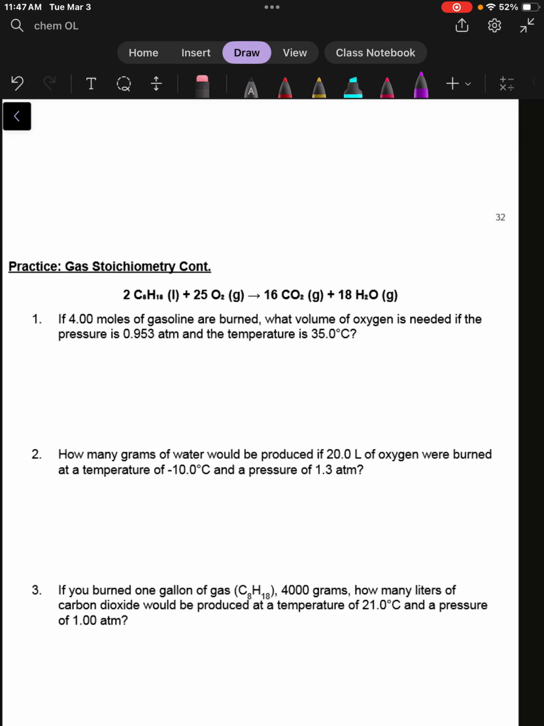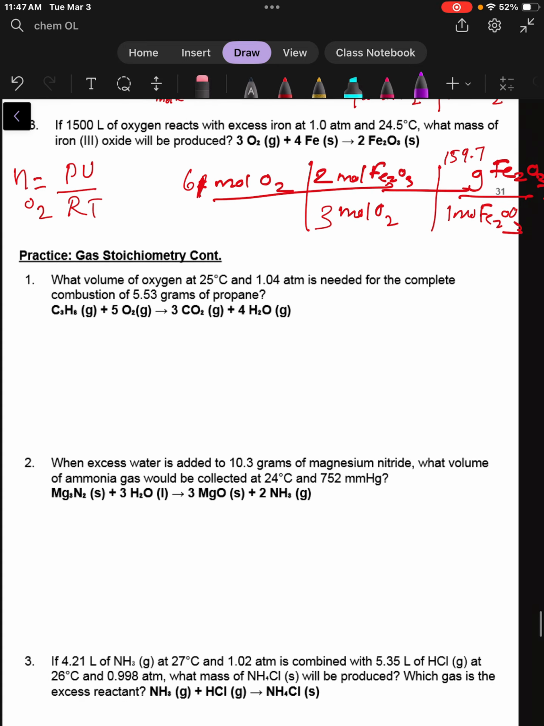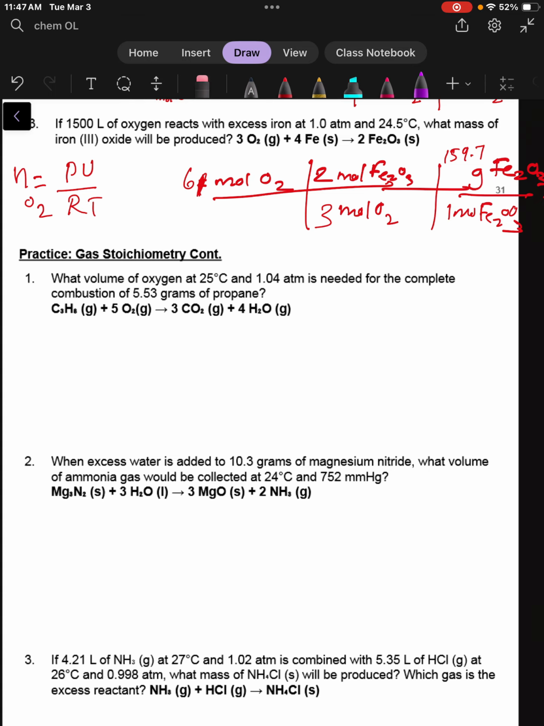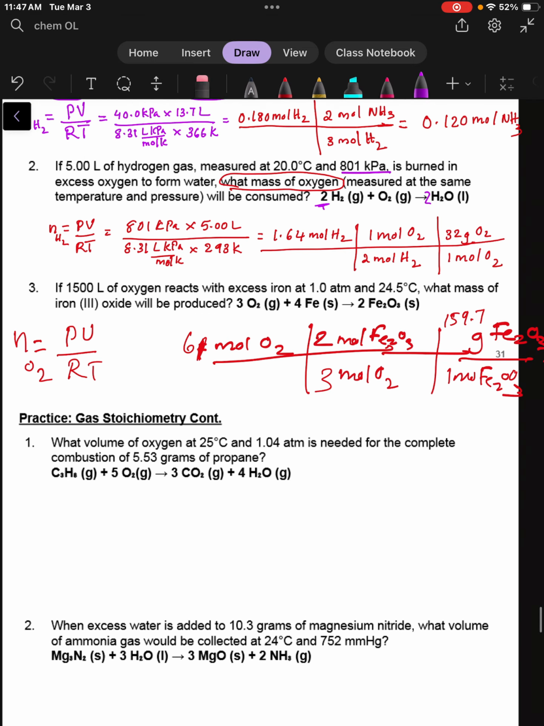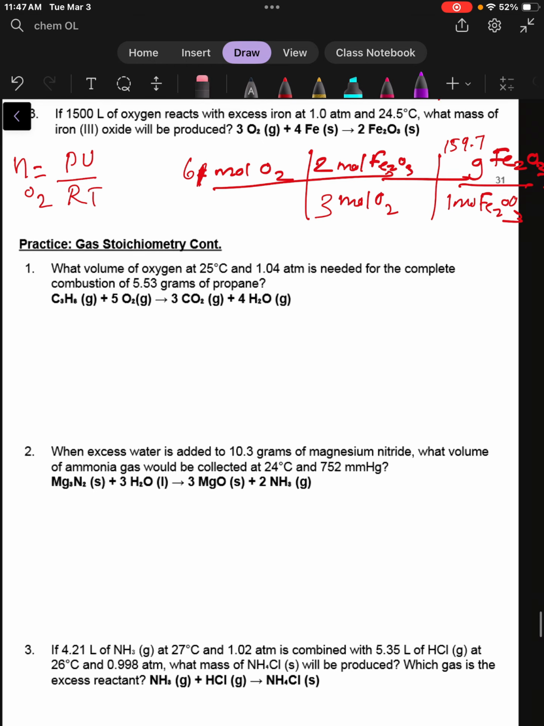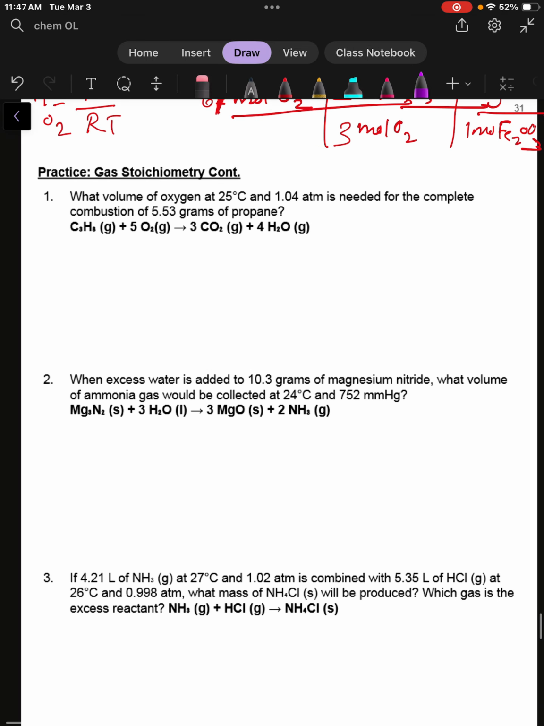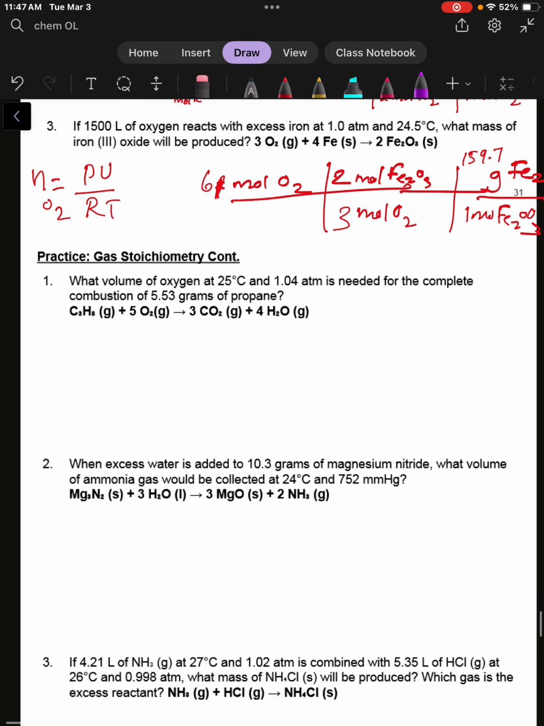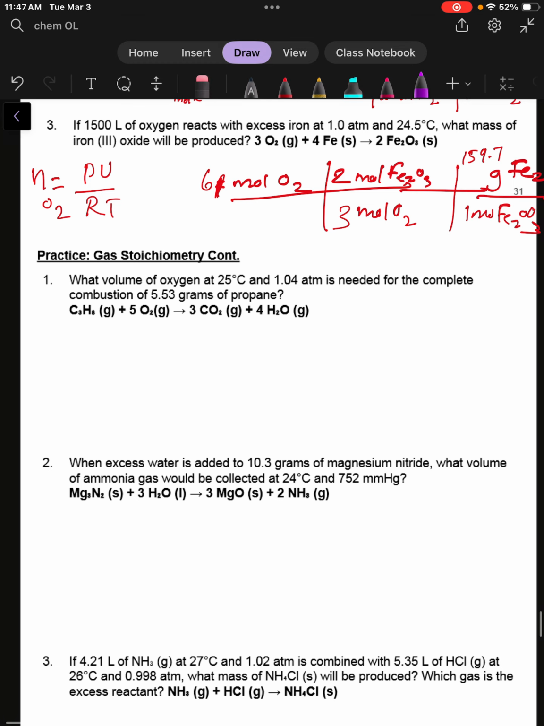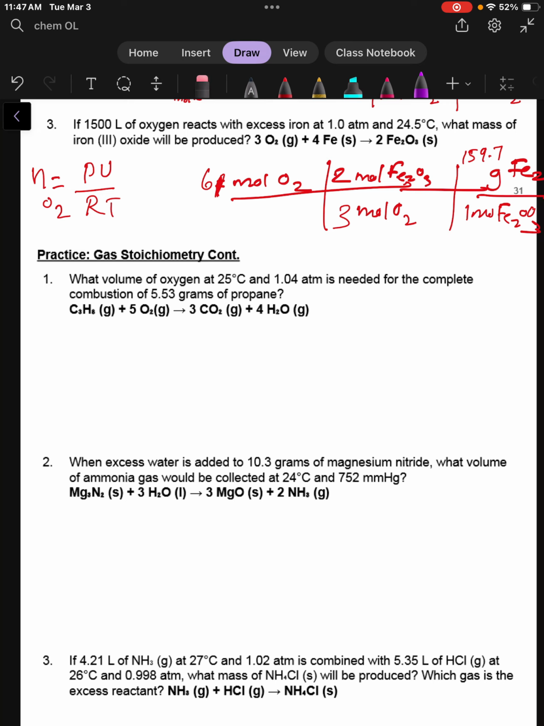I want to do one grams question, because that will be the most common one. Let's go find one. There's no grams question here, it's given liters, given grams. Okay, let's do question number 2 on page number 31.